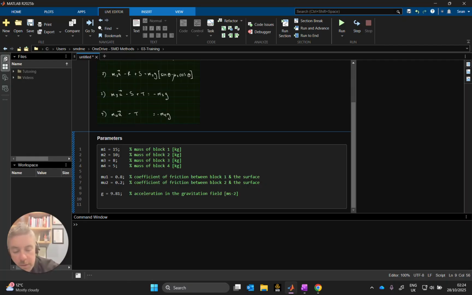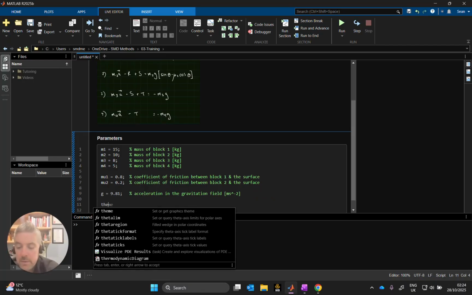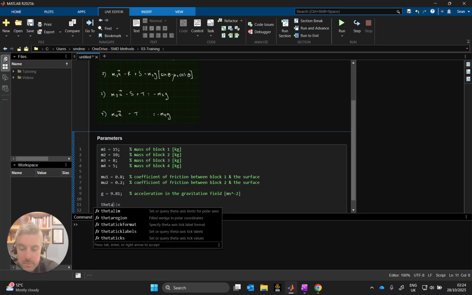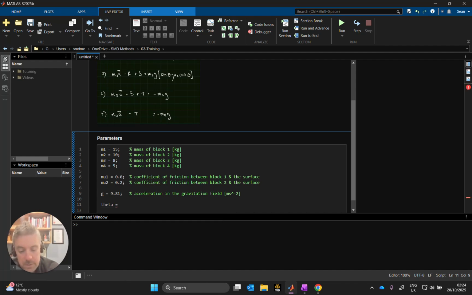Meters per second to the minus, just putting the re-raised to there. Right. What do we need to know? We need to know what theta is, what the angle here is. Theta is equal to pi over 3. So this here is the angle of inclination of the plane to the horizontal. Okay, that's theta. Right, that's it. There's our parameters done.